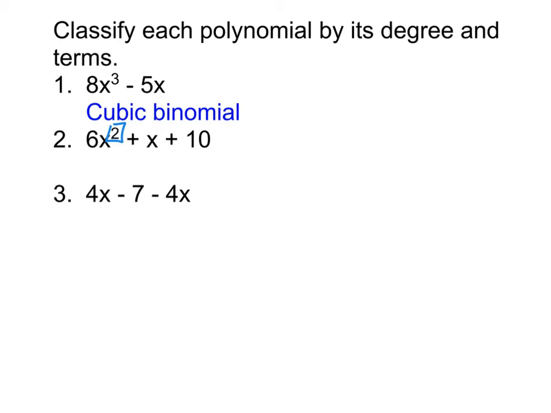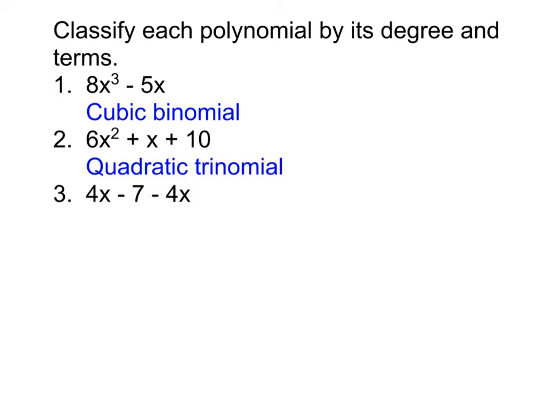Then I need to count how many terms there are. And I see 1, 2, 3 terms, because remember the terms are separated by the addition or subtraction symbols. And so if there's 3 terms, then this is not just quadratic, it is a quadratic trinomial. And that's how we classify it.